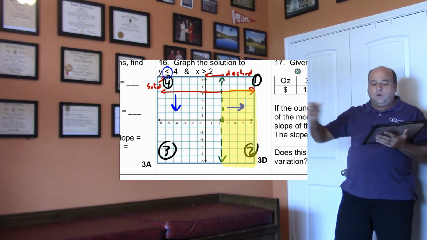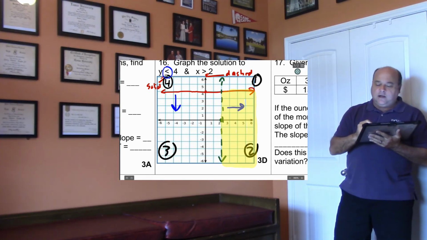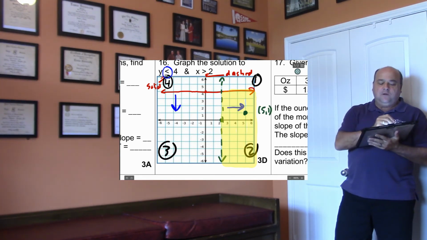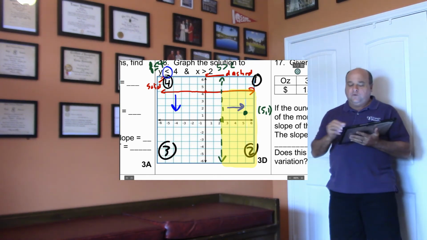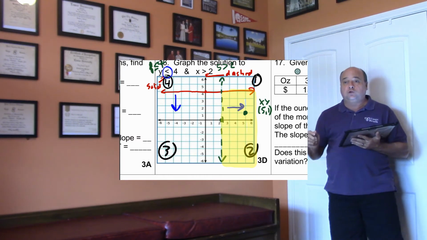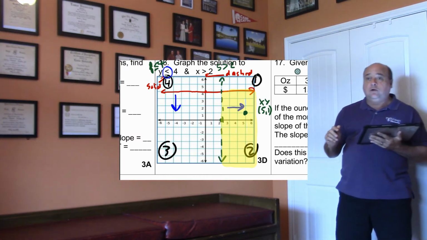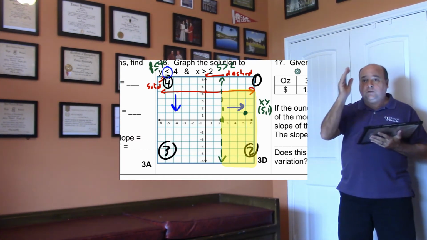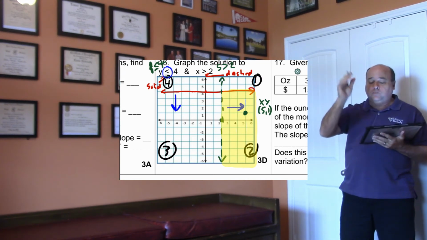So at the bottom right, any ordered pair down here, let's take 5, 1. If I put 1 right here, 1 is less than or equal to 4, and 5 is greater than 2. So if I were to put my x and y in my inequalities, it would make both of them true. That's what you're trying to get when you graph these inequalities. Which part of the graph makes both of them true?